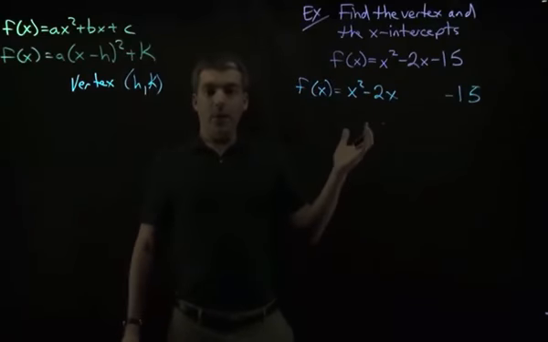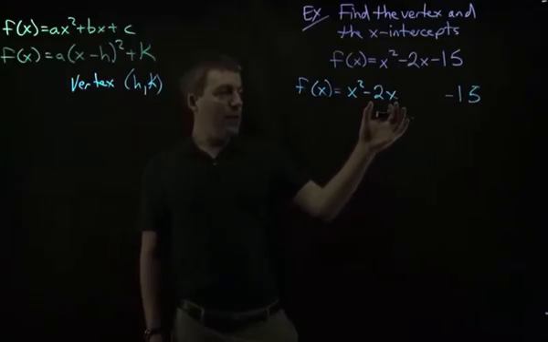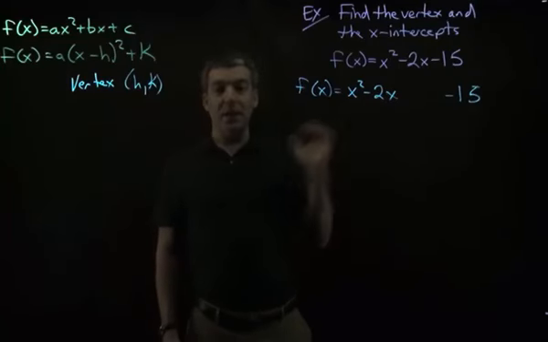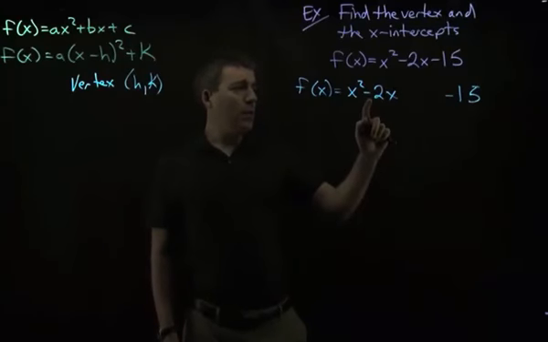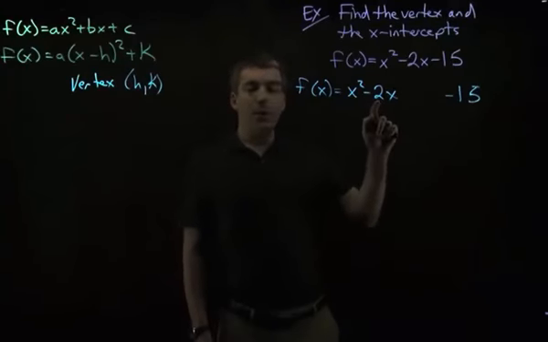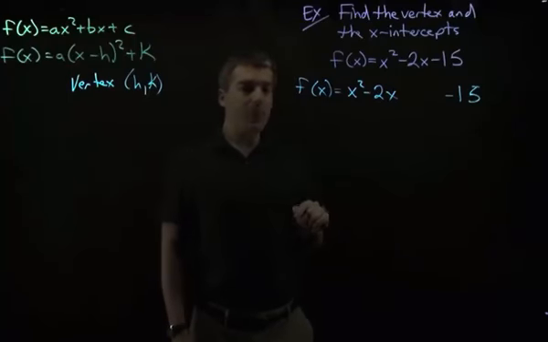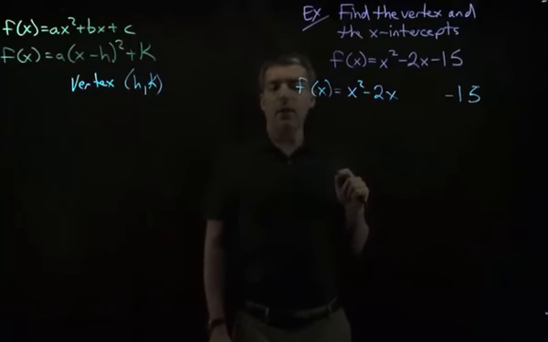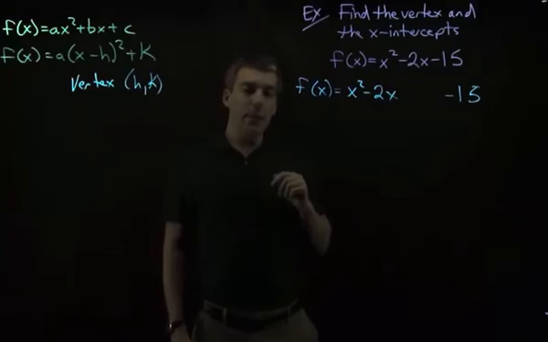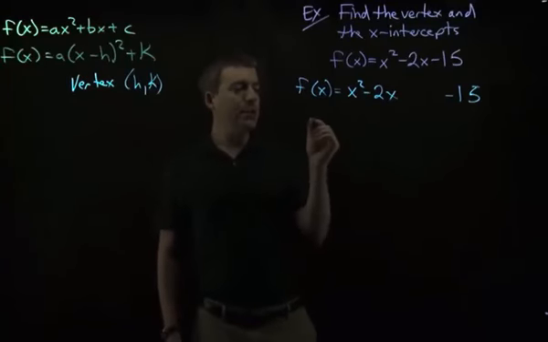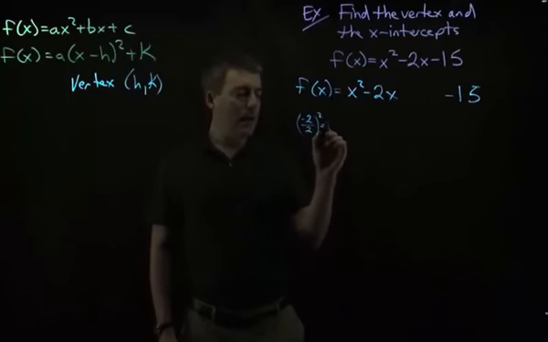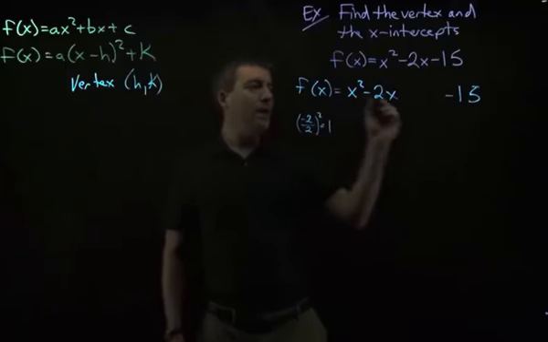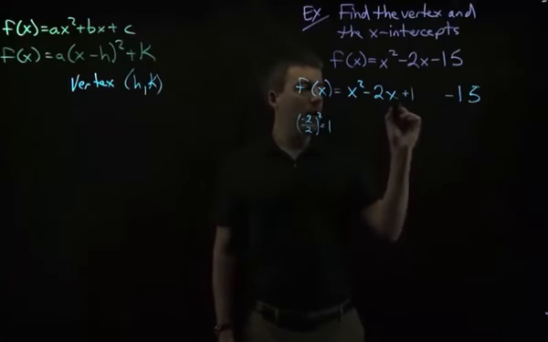And the method for completing the square: we'll look at the term right here, this negative 2x, that's the linear term, x to the first power. We'll take the coefficient, the negative 2, and divide by 2. We get negative 1. Then we square it. So the procedure is to take negative 2, divide it by 2, and then square that. That gives us 1. That means we need to add 1 to complete the square.